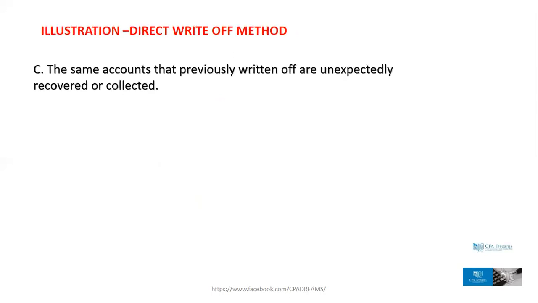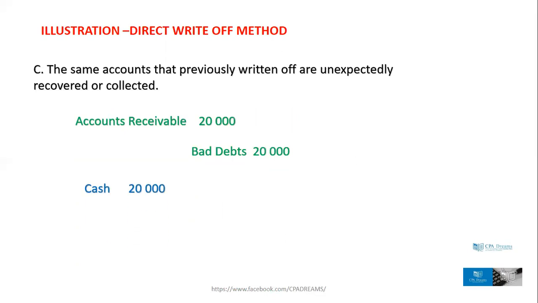Now, let's say, again, the customer appeared and he wants to pay. So the same accounts that were previously written off are unexpectedly recovered or collected. Same entry lang. Accounts receivable debit, 20,000. Credit bad debts, 20,000. Then, you have debit, cash, 20,000. Then, credit accounts receivable, 20,000. So, yan po yung direct write-off method.